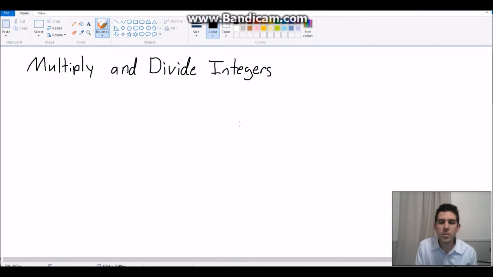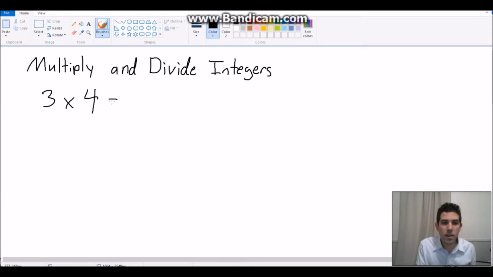Today we're going to talk about multiplying and dividing integers. So integers are whole numbers, positive and negative. Now multiplying and dividing integers is actually really simple. It's easier than adding and subtracting. All we have to do is remember the rule. The math actually works exactly the same as normal.